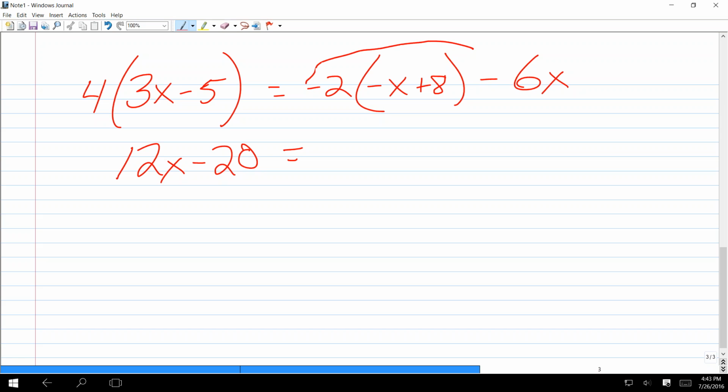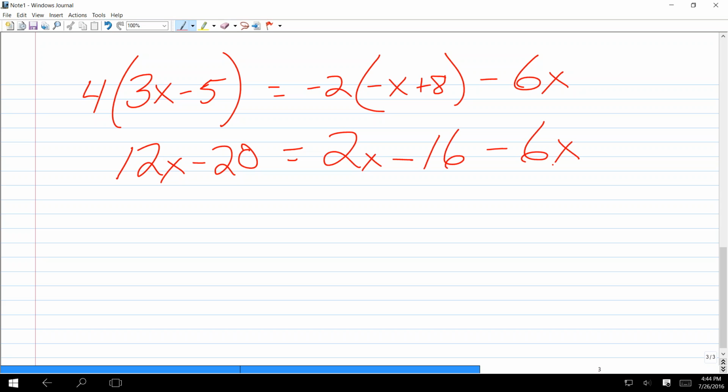In other words, you get rid of those parentheses, right? So it's going to be -2x. It's negative times negative, positive, so 2x. Plus. It's negative times positive, negative. So it's going to be minus 12. No, sorry, 16. And this is still minus 6x.